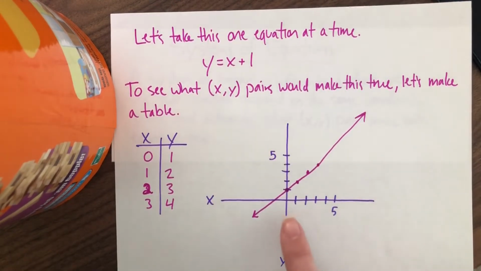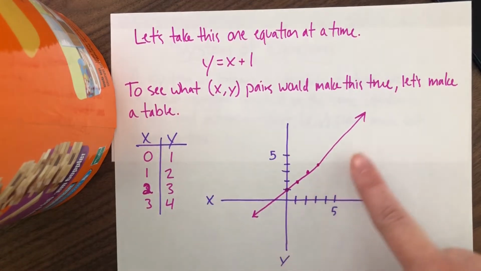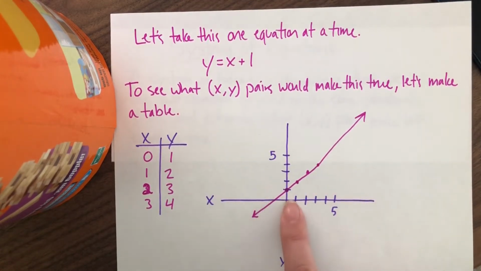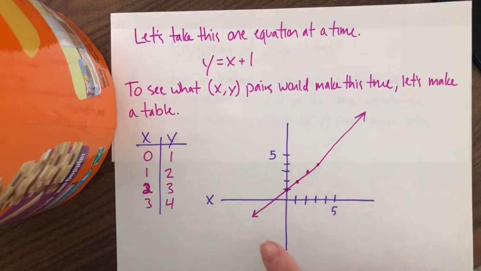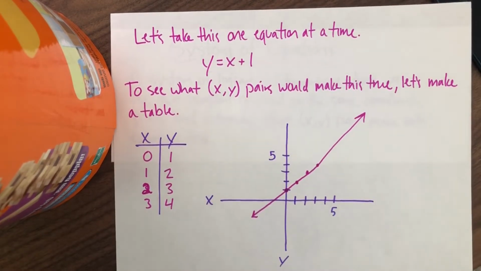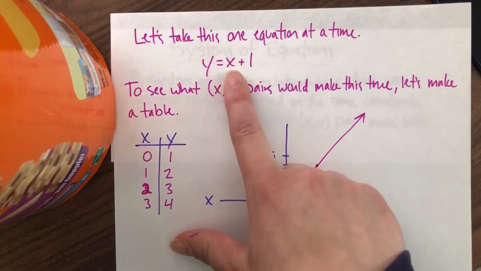And then I've graphed it over here so you can just see. Sorry about my line that's not very straight, but when x is 0, y is 1. When x is 1, y is 2. When x is 2, y is 3, and so on. So that's approximately what that graph would look like. So every ordered pair here is a solution to this equation.